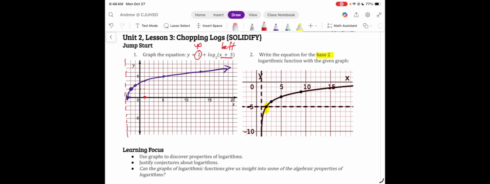That point right here is at 2, -5. Normally, I would find it at 1, 0. So it must have gone right 1 unit. It also must have gone down 5. So the function would be -5 plus the log base 2 of x minus 1.